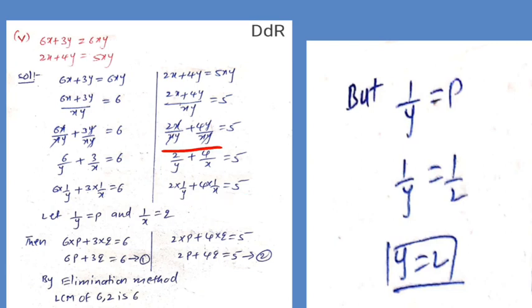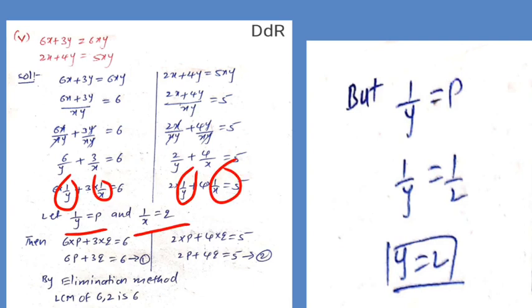Observe both equations now. In the first equation we have 1 by y and the same 1 by y is in the second equation also, that is why 1 by y equal to p. Next 1 by x, here also 1 by x, so 1 by x equal to q. Substitute these two variables in the two equations. Then we get the two linear equations: 6p plus 3q equals 6, 2p plus 4q equal to 5. Now let us solve these two linear equations by either elimination or substitution method.